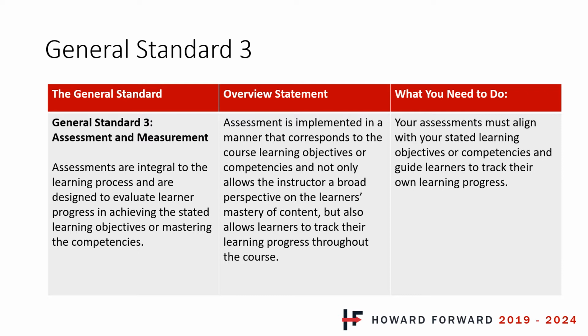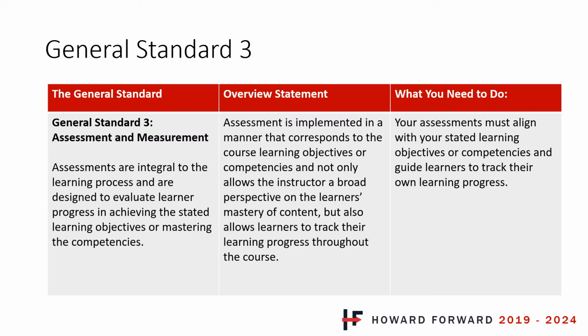As instructors, your assessments must align with your stated learning objectives or competencies and guide learners to track their own learning progress. Quality Matters stresses the importance of measurable objectives or competencies so that these learning objectives or competencies can guide instructors to develop assessments that accurately assess learner accomplishment. For example, a learning objective or competency that states learners will understand modern art cannot be measured, as there is no way to adequately define and then assess a learner's understanding.